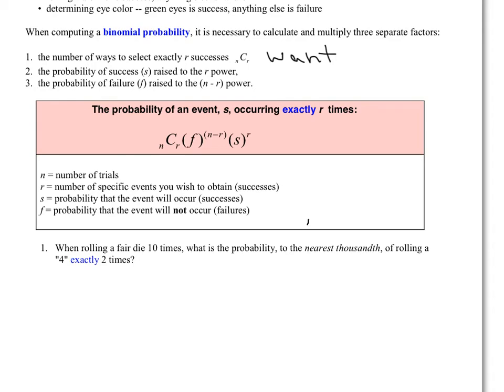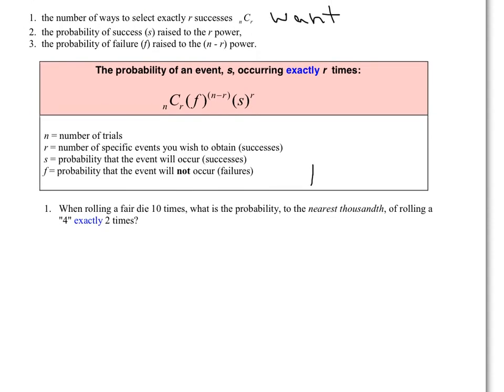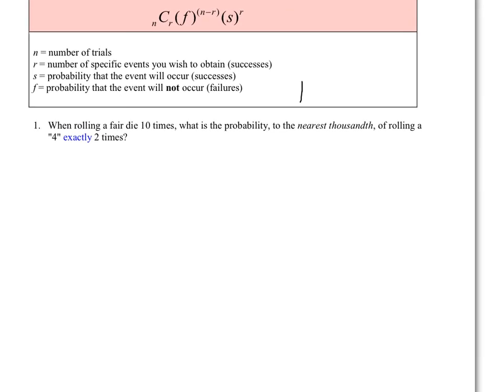So let's look at an example. We're actually going to use our new calculators to help us calculate these, but we're going to write it out first so that we get full credit. When rolling a fair die 10 times, immediately I know that's the number of trials. What is the probability, to the nearest thousandth (rounding directions are important), of rolling a 4 exactly 2 times?